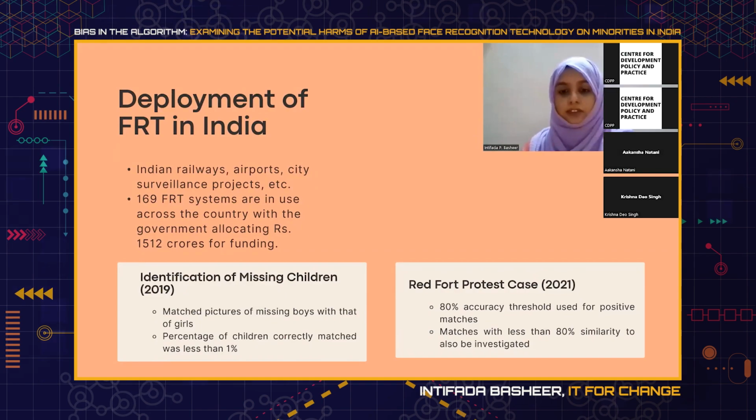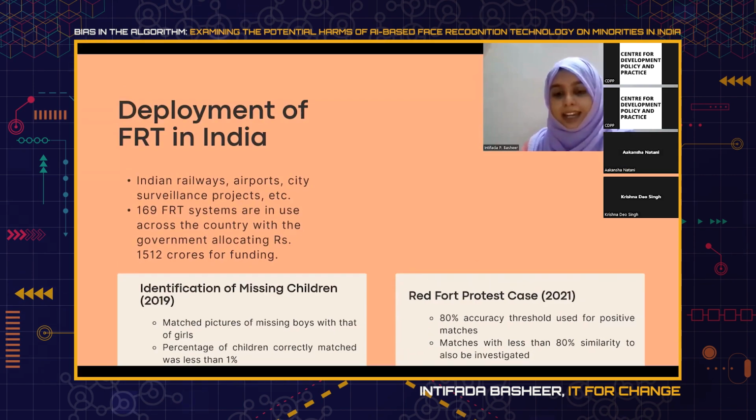The second case is that of the farmers' protests at the Red Fort in 2021. The Delhi police used FRT systems to identify protesters. While that in itself is a completely different issue with regards to infringement of rights, what I would like to highlight here is how an accuracy of 80% was used for positive matches. And even more concerningly, matches with less than 80% similarity were also used for investigation. And the Delhi police said that in such cases, they would use corroborative evidence to pursue those cases.